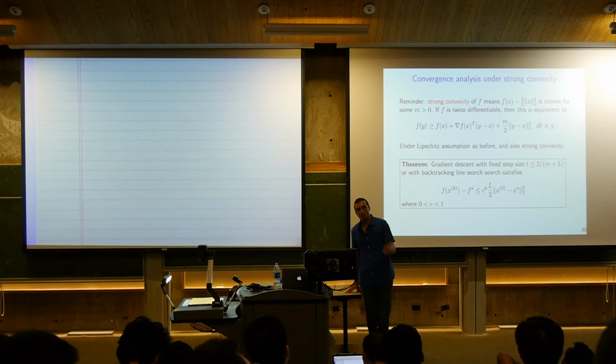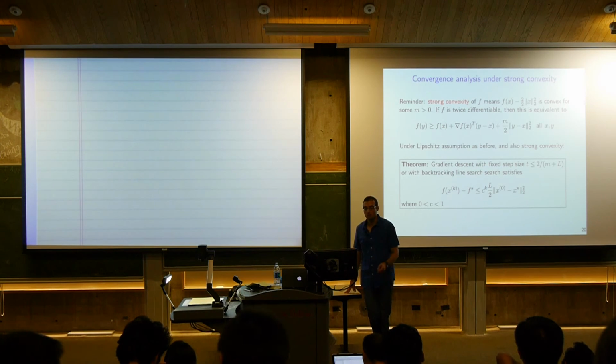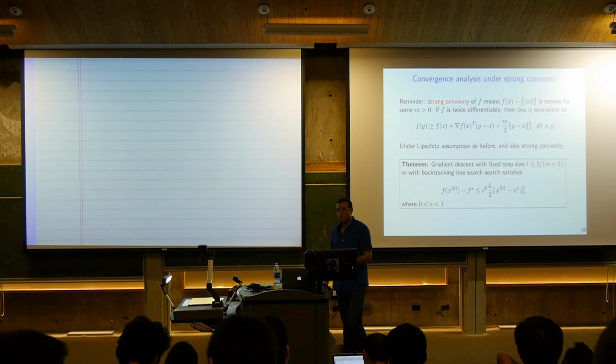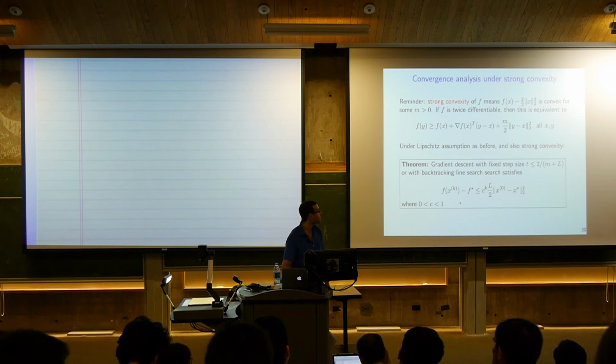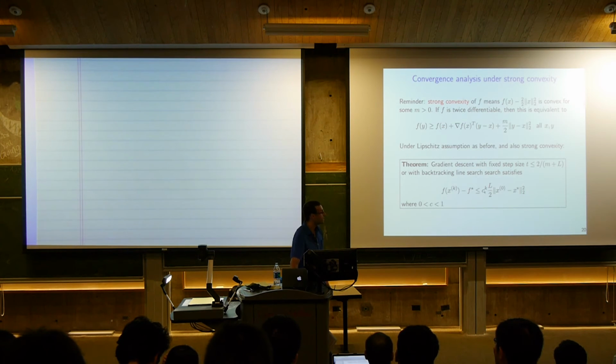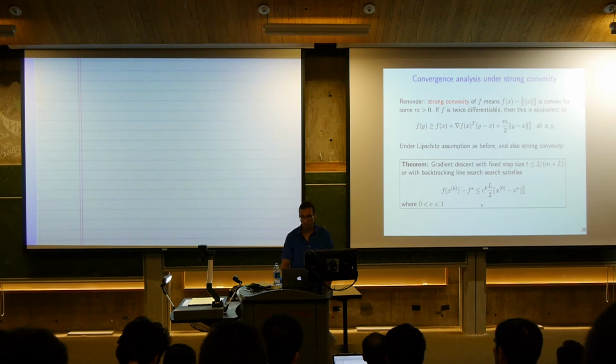So when f is both upper bounded and lower bounded by a quadratic, which means that it's strongly convex and it has a Lipschitz gradient, then gradient descent achieves a much faster convergence rate than what we saw in the previous analysis. And in fact, after k iterations, it looks like something times c to the k, where c is a constant that's less than 1.